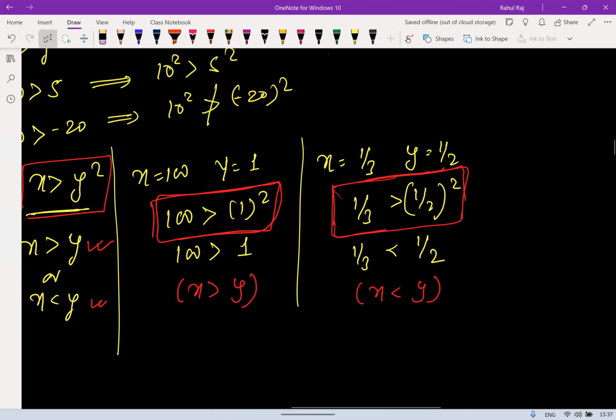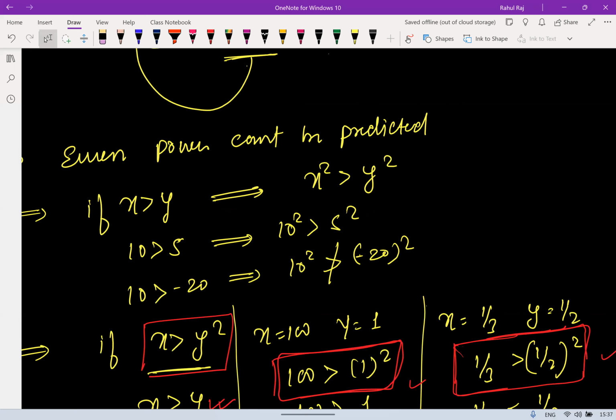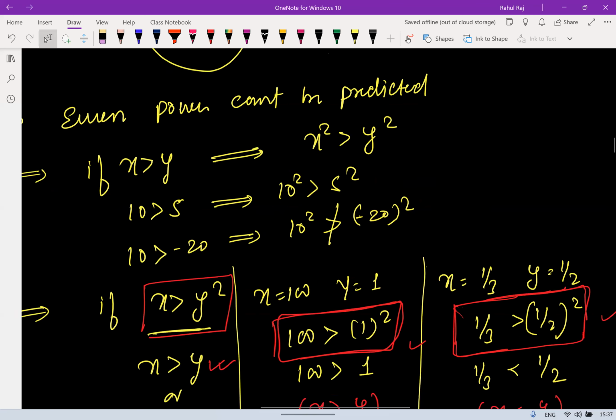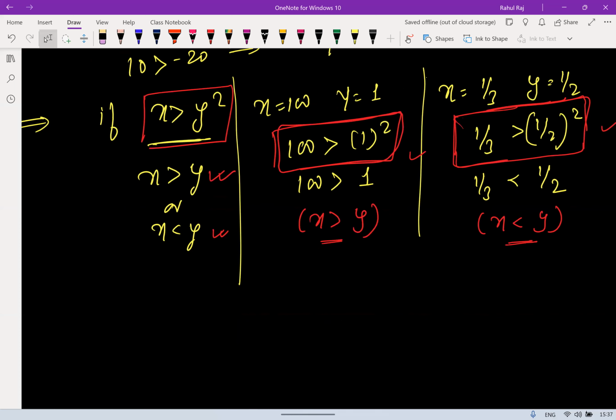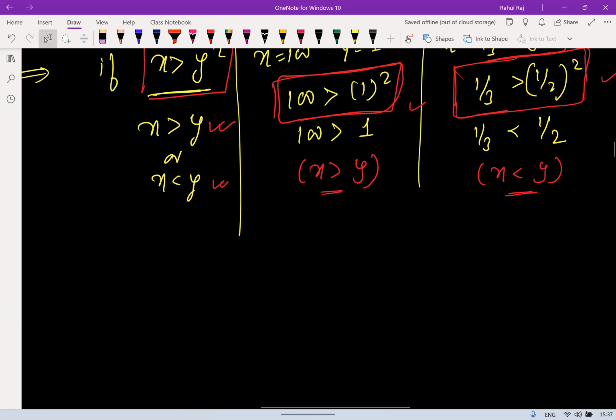I've just shown it to you: x is greater than y square, x greater than y; x is greater than y square, x is less than y. So when we make this statement that even powers cannot be predicted, it is valid for every place. Every even power, it is valid for sure. It's all about how beautifully you analyze it. Now imagine I'll take the third case. Even if x square is greater than y, I cannot say x will be greater than y or x will be less than y.